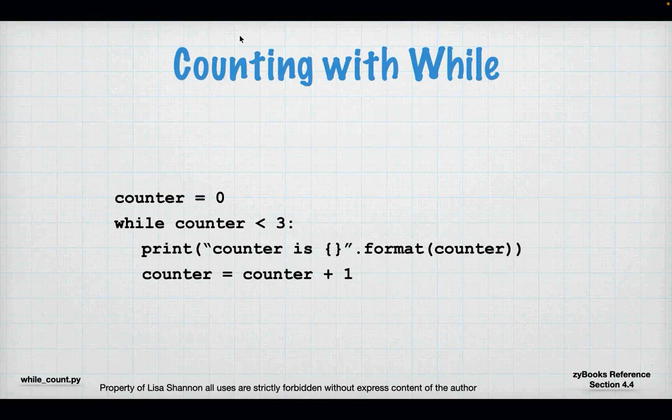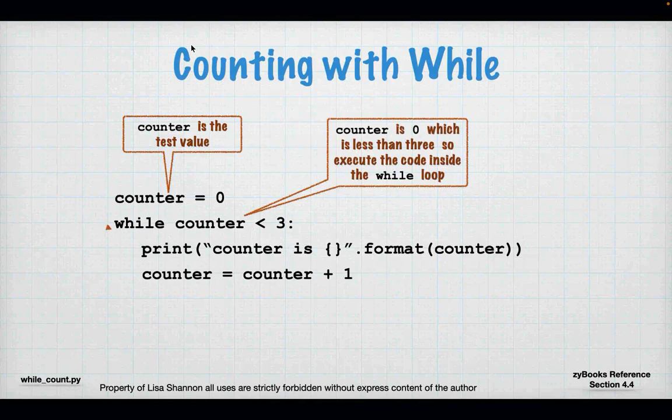Oftentimes you're not going to necessarily ask for user input. Sometimes you just want to count up to some number of things, whatever those things are. So in a while loop, we can count. It's very much the same concept. We have a variable called counter. Counter holds our test value. We're starting at zero. The sentinel value in this case is 3.